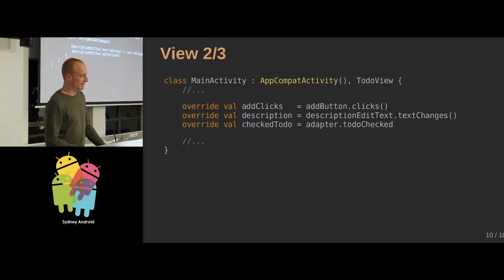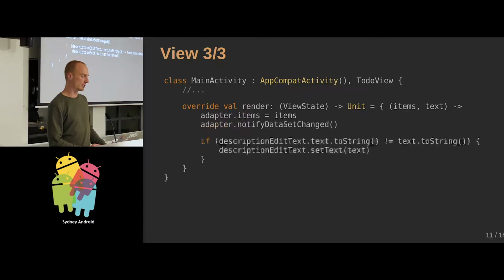And then we have our render method to render the view state. This is normal code that you would expect. We just update the items on the adapter. We notify that the items changed on the adapter. And we update the text on the description field when we have a new one.